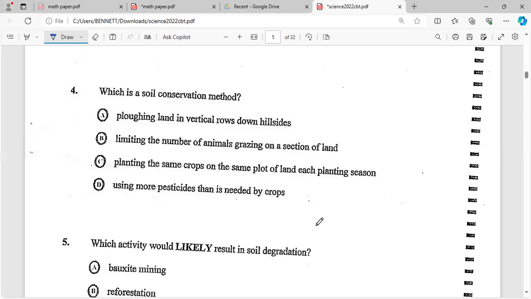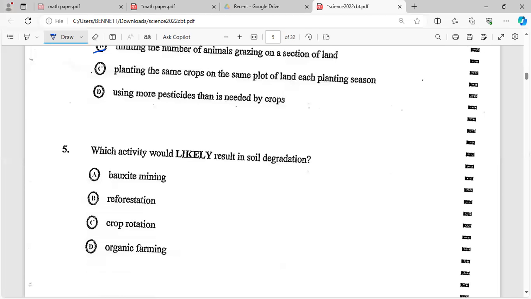Which soil conservation method is it? A, plowing land in vertical rows down a hillside. B, limiting the number of animals grazing on a section of land. C, planting the same crops on the same plot of land each planting season. Or D, using more pesticides than is needed by crops. And that would be limiting the number of animals grazing on a section of land. So that's B.